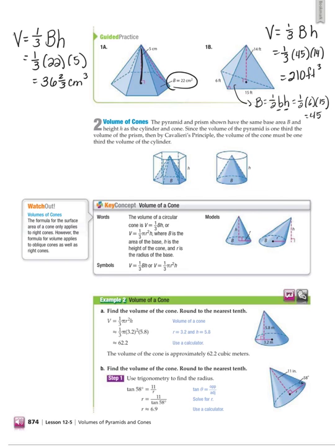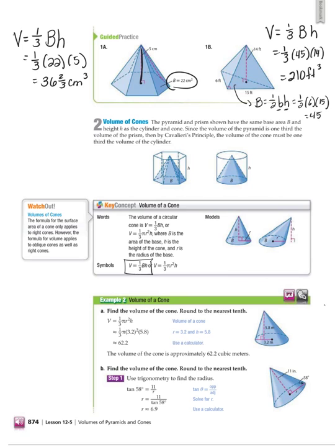Now what's really nice, as I started off the video, is that the cones and the pyramids have that very close relationship. We still have 1/3 the base times the height for the volume of a cone, but every cone will have as its base a circle. So to be even more specific, I can say 1/3 pi r squared times the height of the cone.